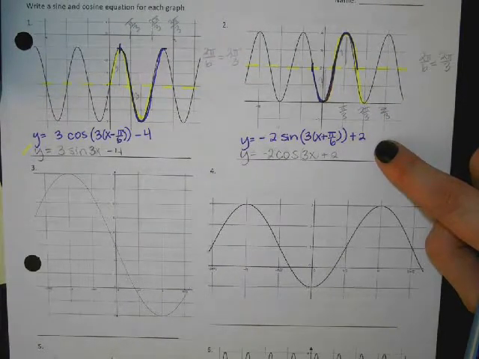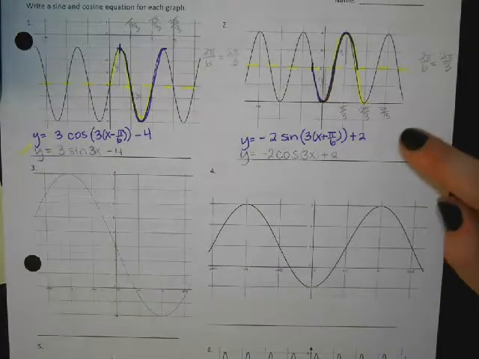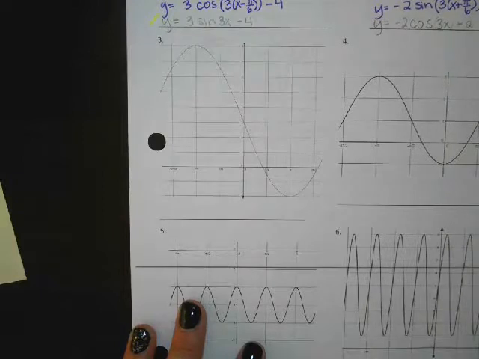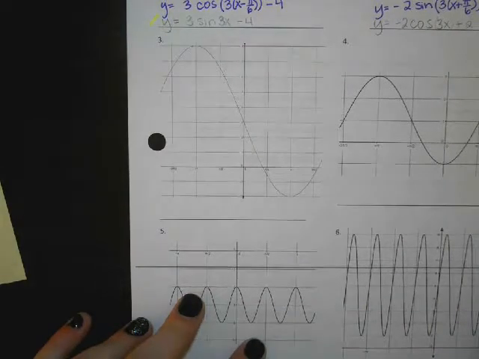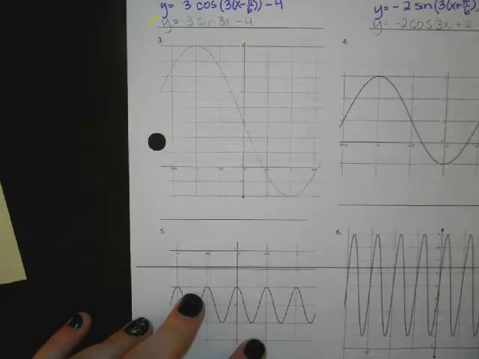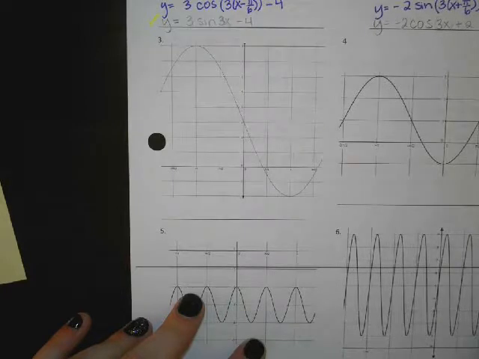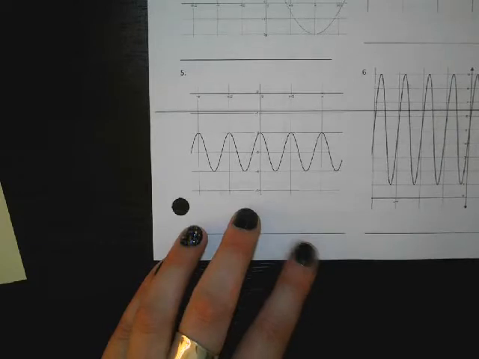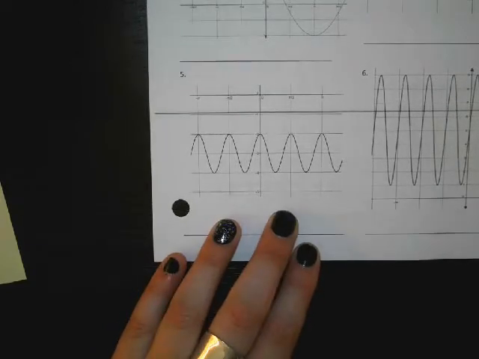Make sense? Okay. We're going to skip 3 for now because you can't even see a full rotation, and that would make your brains explode too early. It's going to be the same thing with number 4. Let's go ahead and skip 3 and 4 for now. We can come back to those. And let's look at number 5.